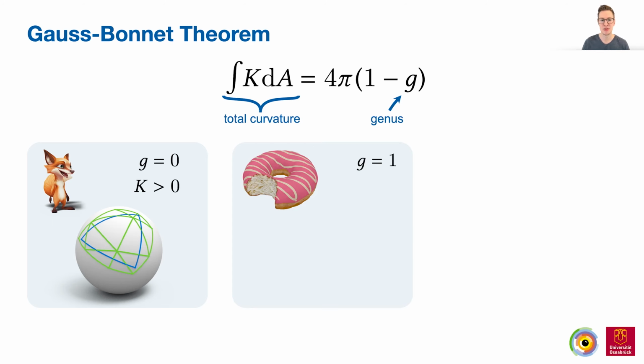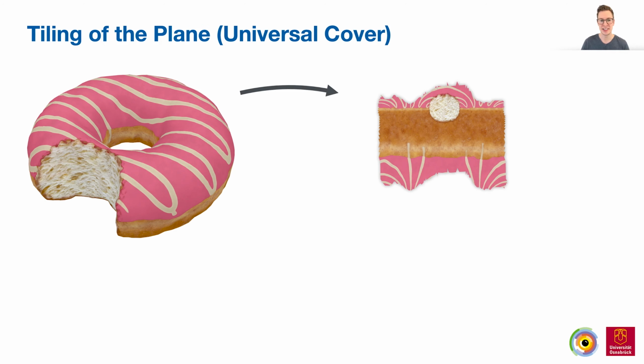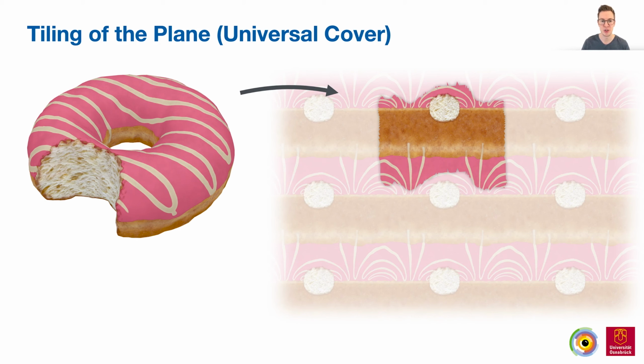Next, let's see what happens for genus 1, surfaces of torus topology. Here, the total curvature is in fact 0, so an injective map to the plane is possible without singularities. The result is a tiling of the plane, also called the universal cover, in which again the specific geometry of cuts doesn't matter, and in which individual tiles are now only related by translations, so there are no singularities.